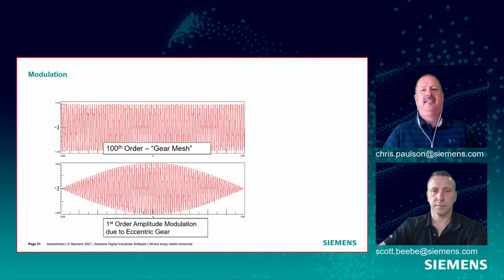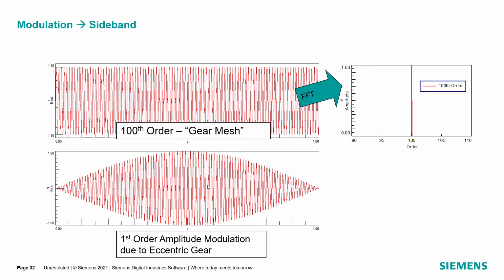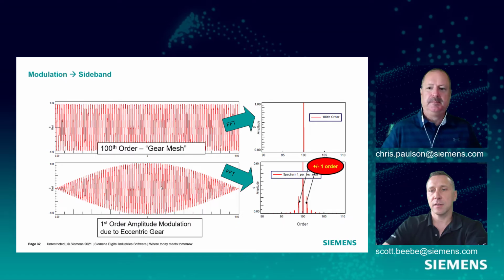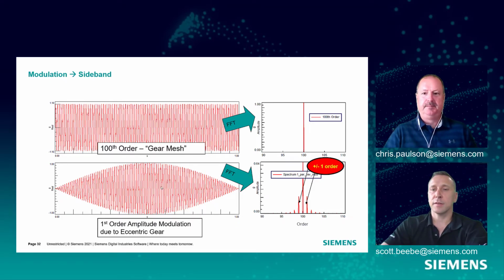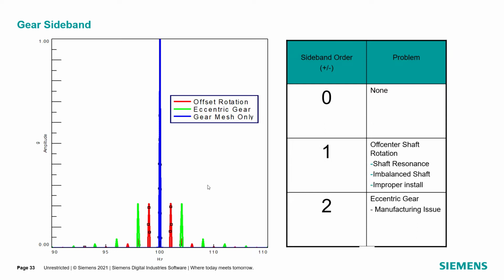Oh, test data again. Scott, can you explain this? So here we have what we call a modulation. It's a once per revolution phenomenon. So we have that same perfect mesh at 100th order, but now because it's a 1 per revolution phenomenon, we have these plus or minus first order decaying order content that becomes evident in the data. So the big takeaway here is that when we have oblong gears or manufacturing defects or misalignment, then we start to get these sidebands in our data.